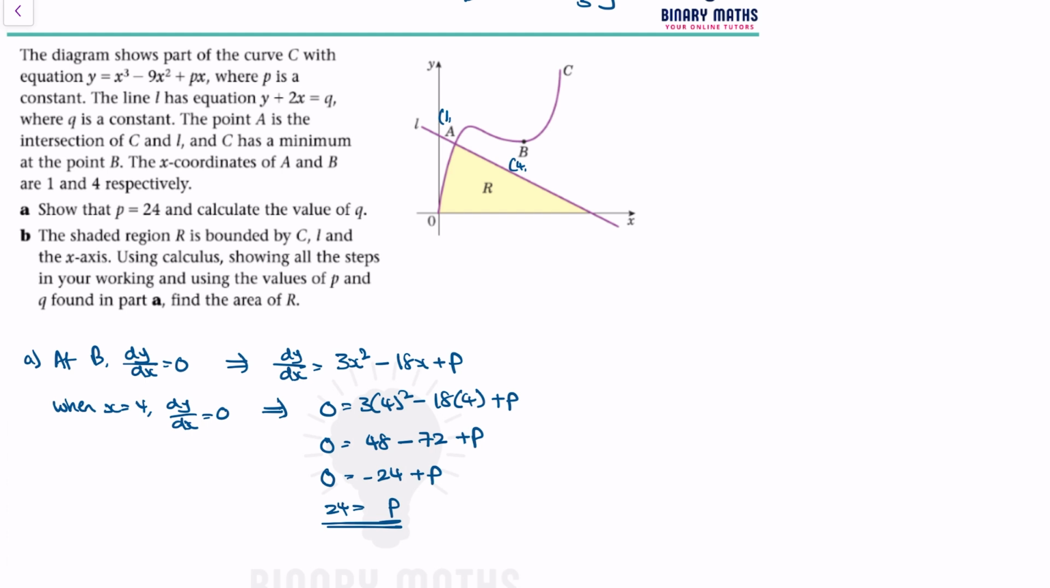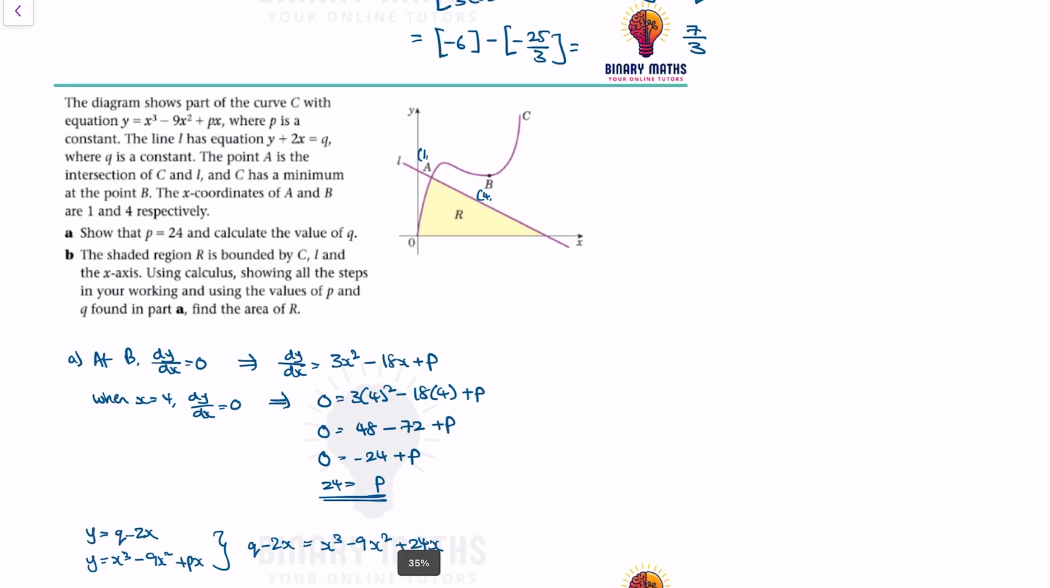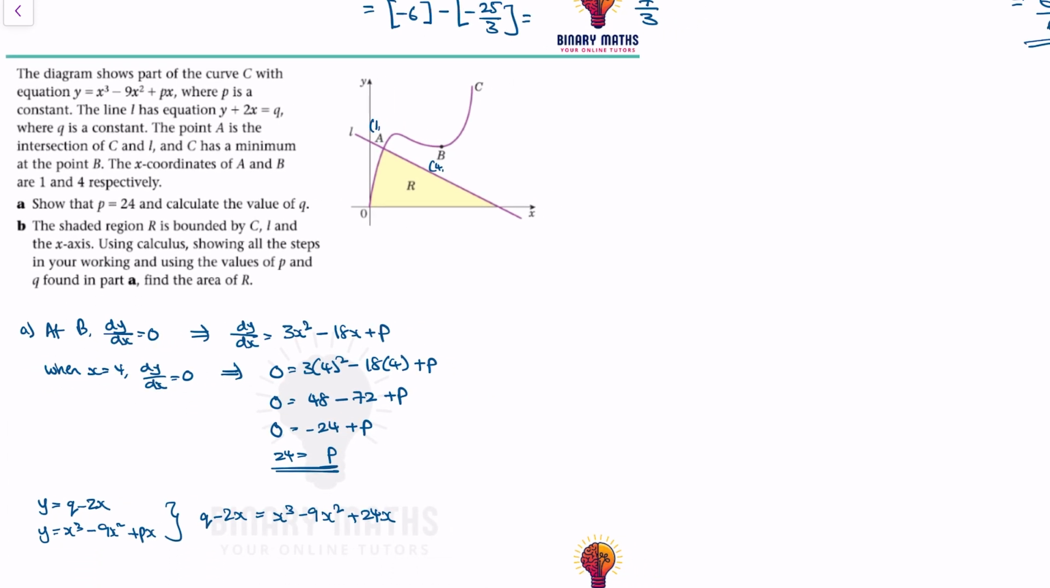To find point A, we need to solve simultaneously. So we have y is equal to q minus 2x, if we rearrange to make y the subject, and we've got y is equal to x cubed minus 9x squared plus px. When we put them together, we've got q minus 2x is equal to x cubed minus 9x squared plus px, but p is 24, so we can replace it with 24x. Now we know that when we solve it simultaneously, x equals 1 is the solution.